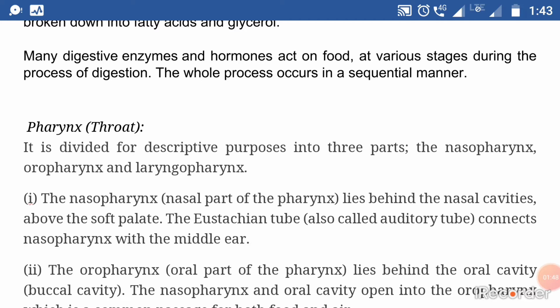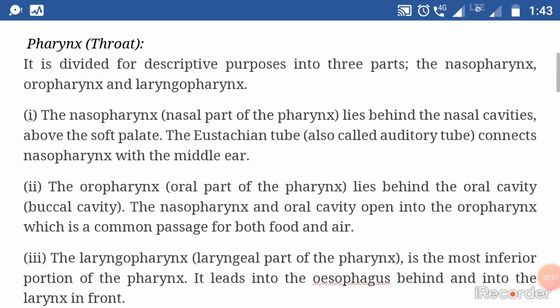First, the pharynx. It is divided for descriptive purposes into three parts: the nasopharynx, oropharynx, and laryngopharynx. The nasopharynx, the nasal part of the pharynx, lies behind the nasal cavities above the soft palate. The eustachian tubes, which are also called the auditory tubes, connect the nasopharynx with the middle ear.